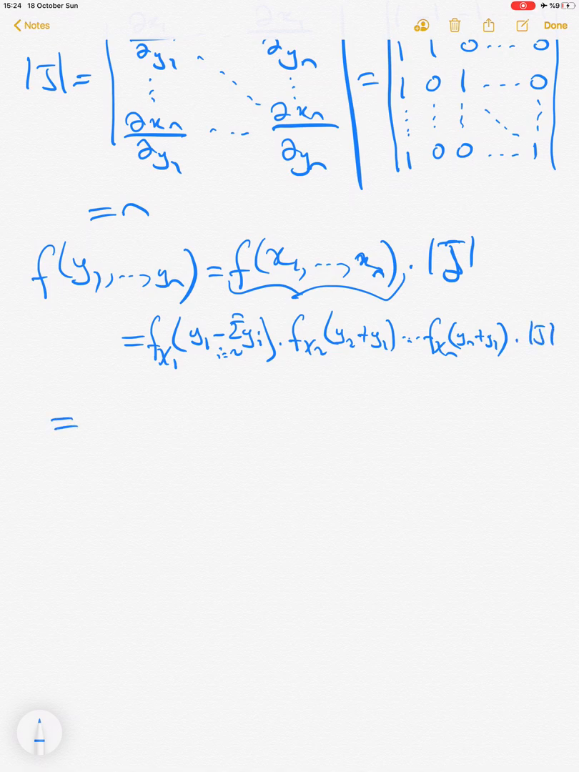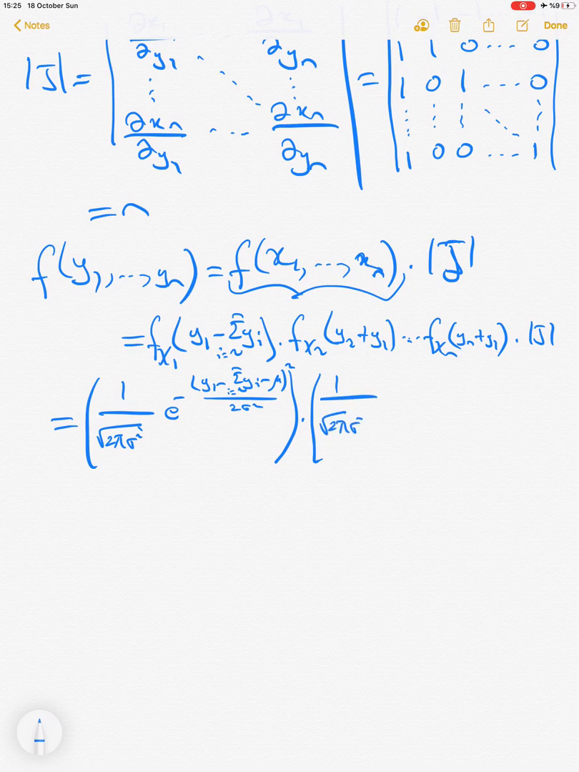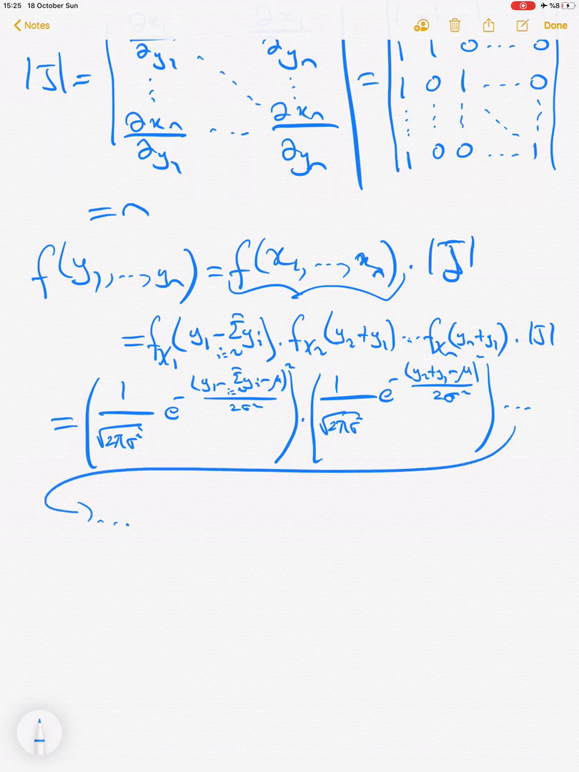multiplied with the Jacobian. Then we know that each one is normally distributed, so we have 1 over the square root of 2 pi sigma square, e to the minus y1 minus summation yi, i from 2 to n, minus mu, whole square divided by 2 sigma square, for the first one. And then we have similar ones, e to the minus, but instead of x2 we have y2 plus y1 minus mu, squared, divided by 2 sigma square, and we continue like this. For the last one, we have the square root of 2 pi sigma square, e to the minus yn plus y1 minus mu whole square divided by 2 sigma square, multiplied with the Jacobian n.